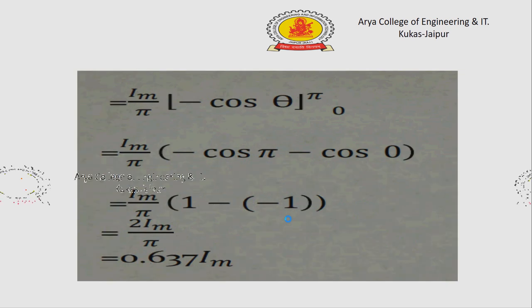Now Im upon pi times (1 minus cos theta) from 0 to pi, which is Im upon pi times (1 minus cos pi minus cos 0). The value of cos pi is minus 1, and cos 0 equals 1. Then Im upon pi times (1 plus 1) equals 2 Im upon pi, and the average value is 0.637 Im. Im is the maximum value of the AC wave.